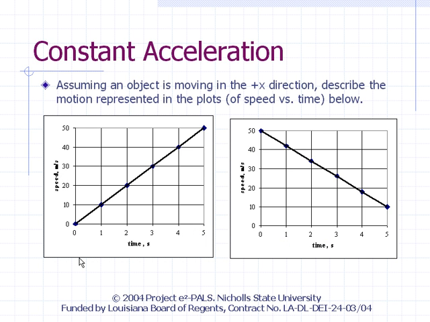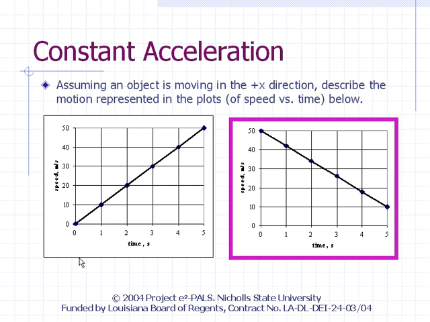Consider the following plots of the speed of an object versus time. How would you describe the motion of the object? The plot on the left shows that the speed increases at a constant rate as time passes. Since the plot is a straight line, we could say that the object is uniformly accelerated and that the acceleration is equal to the slope of the plot. It is easy to see from the graph that the speed increases by 10 meters per second every second. Therefore, the acceleration is 10 meters per second squared.